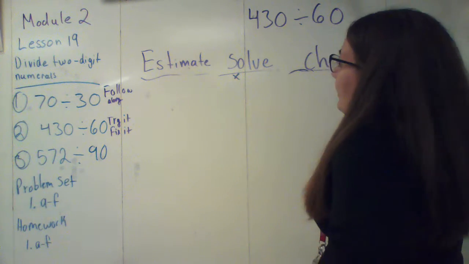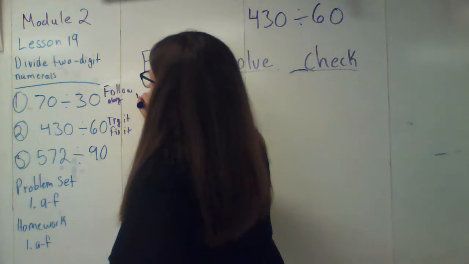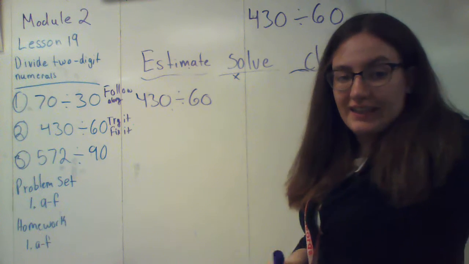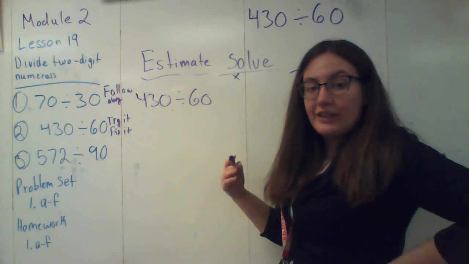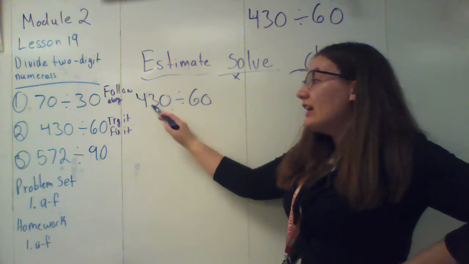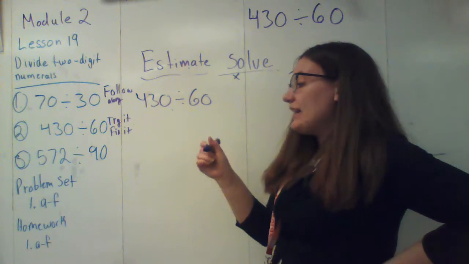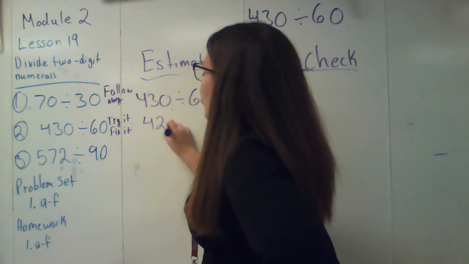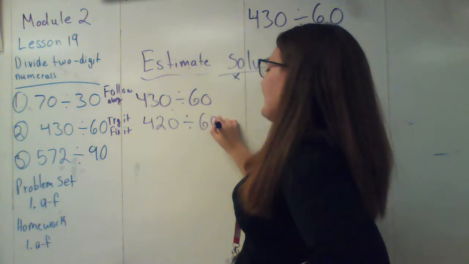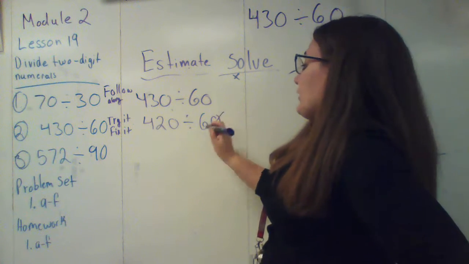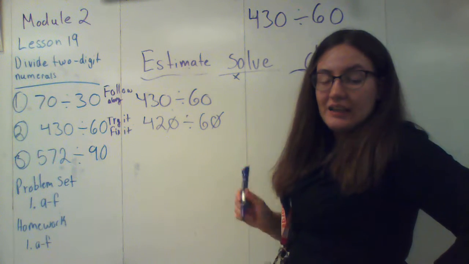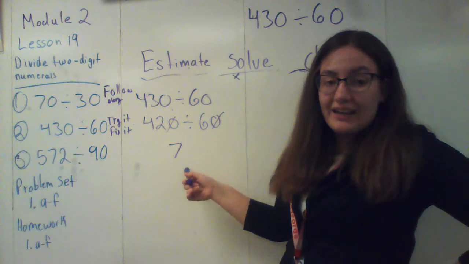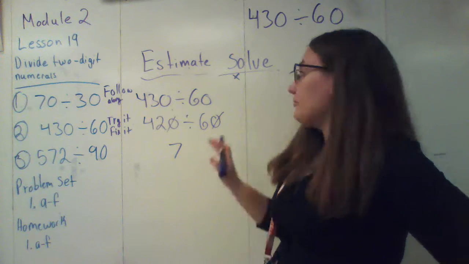All right. So 430 divided by 60, I'm going to estimate first. So I think, what factors of 6 are close to 43? Well, I know that 6 times 7 is 42. So that's pretty much as close as I'm going to get. So I'm going to change this 430 to 420 divided by 60. I'm going to cross out these zeros, and then I'm going to do 42 divided by 6, which is 7. So I know my answer should be close to the number 7.